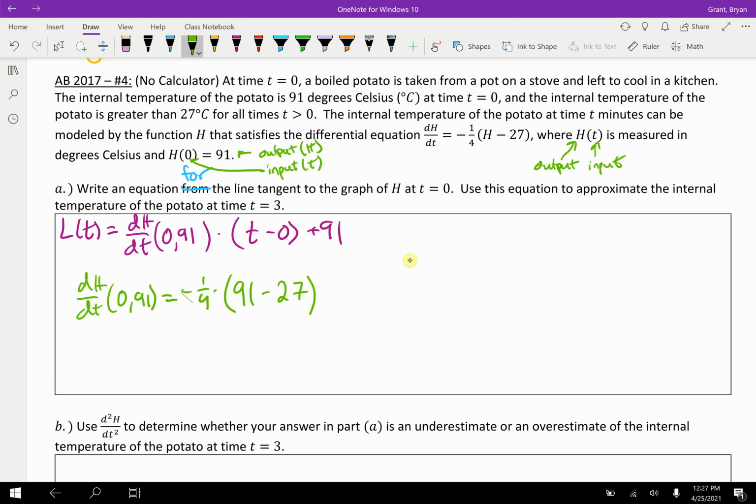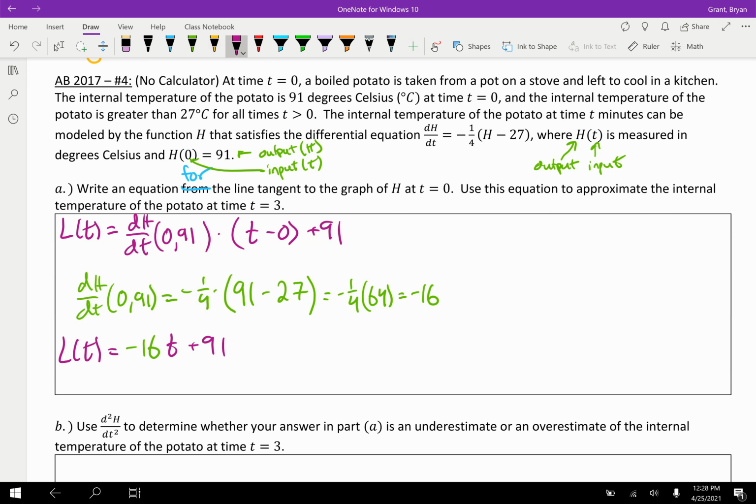And although you could leave your answer here, if you were pressed on time, you could just rewrite this a bunch of times, I think it's probably easier to simplify this just a little bit. 91 minus 27 is 64, and a fourth of that is negative 16, I think. Here we have a negative slope, which to me makes much more sense in context of the problem, right? The potato is decreasing in temperature. So the final linear approximation is going to be L(t) = -16(t - 0) + 91, and t - 0 is just t, so -16t + 91.